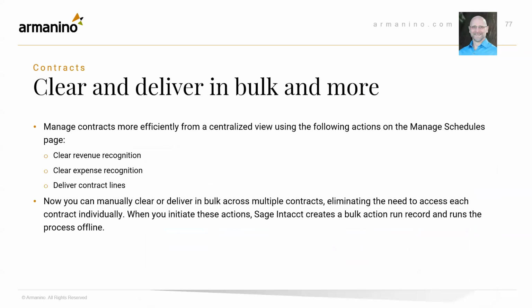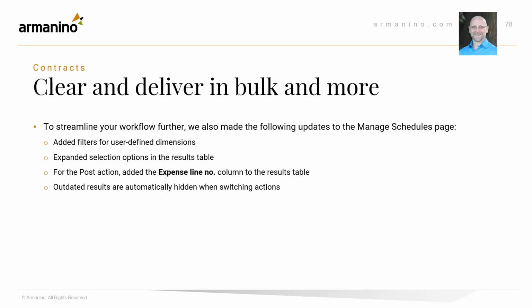In contracts, you can also clear and deliver in bulk and more. So manage contracts more efficiently from a centralized view using the following actions on the Manage Schedules page: clear revenue recognition, clear expense recognition, deliver contract lines. So now you can manually clear or deliver in bulk across multiple contracts, eliminating the need to access each contract individually. When you initiate these actions, Sage Intacct creates a bulk action run record and runs the process offline.